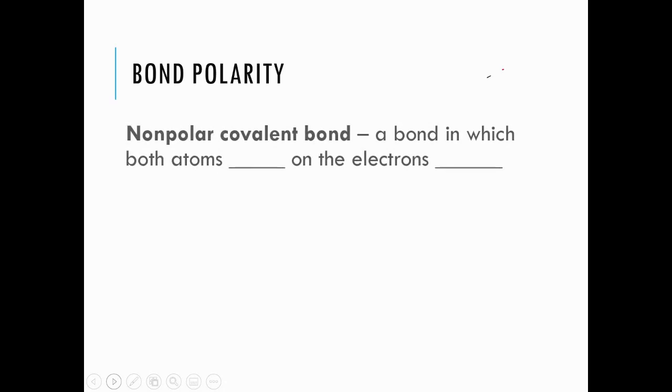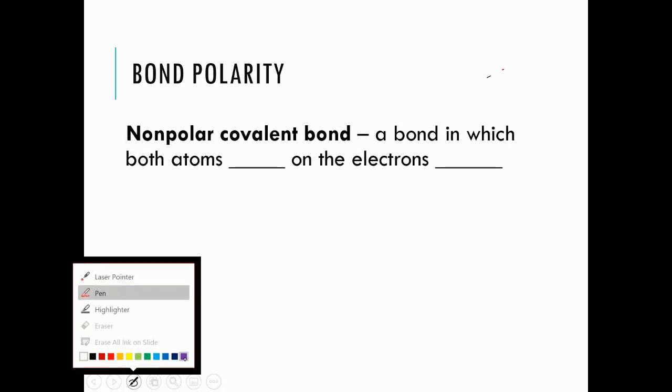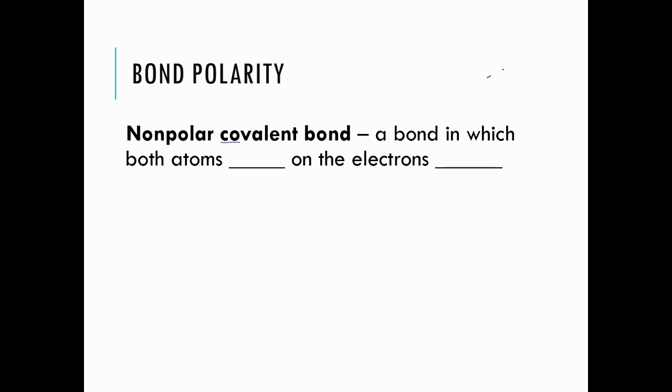So let's dive into actually defining what bond polarity is. First, let's also remind ourselves that a covalent bond, just that word, co, means to share, valent referring to valence electrons, to remind ourselves of that vocabulary. So a nonpolar covalent bond is a bond where both atoms pull on the electrons that are being shared equally. They have equal pull on those electrons.